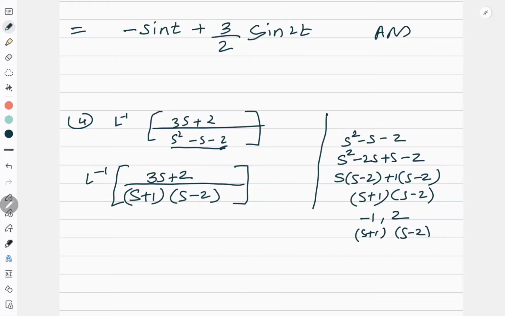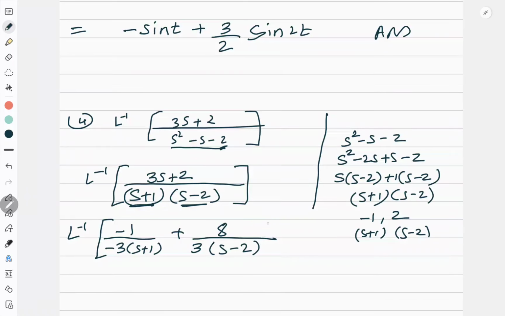Okay. Now see how I will do the partial fraction. Again, I can do it orally because it is case 1. So put s is equal to minus 1 first. So 2 minus 3 is minus 1, and minus 1 minus 2 is minus 3, s plus 1. Now I put s is equal to 2. So 3 twos are 6, plus 2 is 8 in the numerator, and 2 plus 1, 3 in the denominator, s minus 2. Right? So minus minus will get cancelled. So 1 by 3 e to the power minus t plus 8 by 3 e to the power 2t. Okay? So this is my answer.